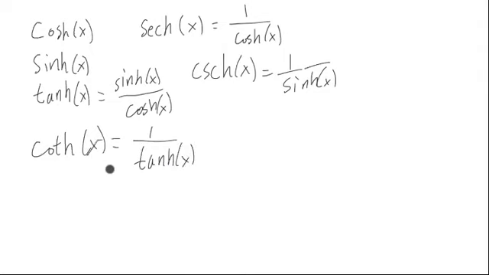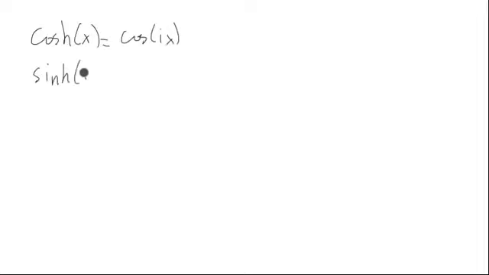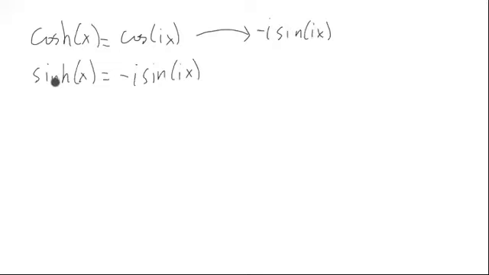Okay, so let's think about the derivatives of these things. Let's take their definition. So cosh of x is equal to cosine of ix. Sinh of x is equal to negative i times sine of ix. So take the derivative of cosine of ix. Now, using the chain rule, out comes the i, and you get negative sine, negative. Notice that the derivative of cosh is sinh.